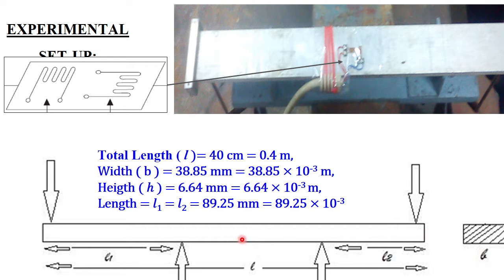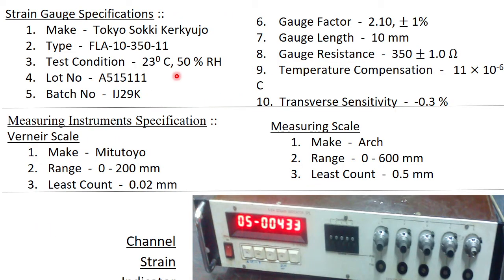And for the strain gauge, these are the specifications of the strain gauge. See, the make and type of strain gauge follow the standard specification notation. Here 350 ohms is the gauge resistance, as you are getting from here. This 10 is the gauge length. Now this is the test condition for the strain gauge, where this gauge factor 2.1 was observed. Lot number, batch number, not important.